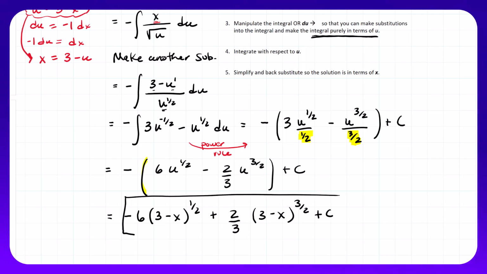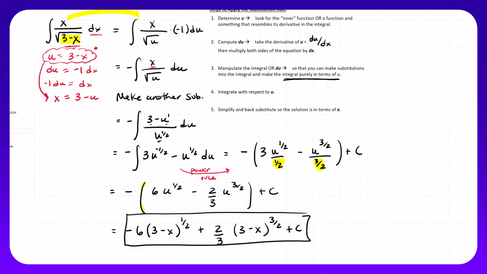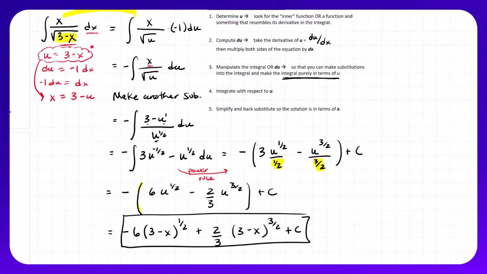And there is my answer, with a little bit extra work, right? We had to make another substitution in this particular case, but we were able to make that second substitution there so that we could replace the x with 3 minus u, and then that gave us the ability to integrate using our basic integration rules. So just another example where we're kind of taking what we know about substitution and just taking it a little bit further, continuing to manipulate and work with our integral so we can get it all in terms of u, purely in terms of u, so that we can integrate with respect to u.